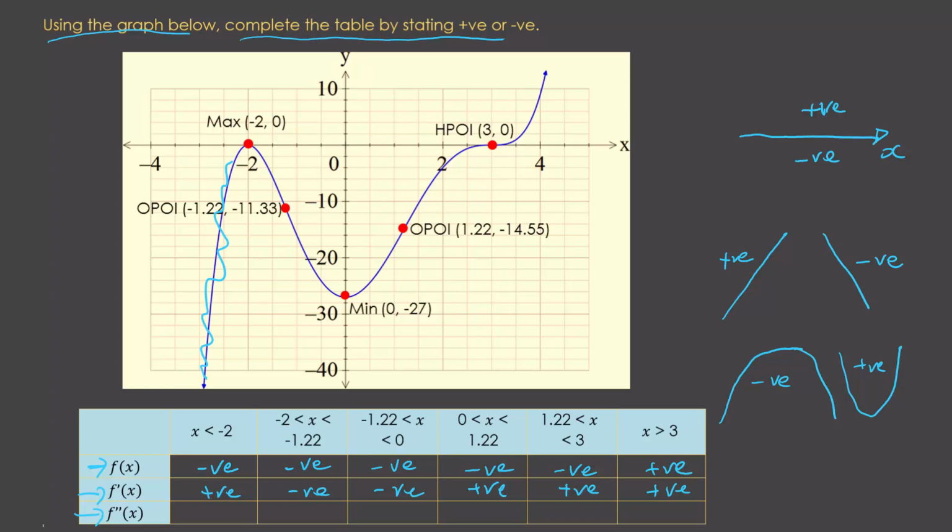So all the way from there until that oblique point of inflection, it is concave down and therefore negative. From the point of inflection all the way around to here, it is concave up, which means positive. It then goes concave down, but then concave up again.